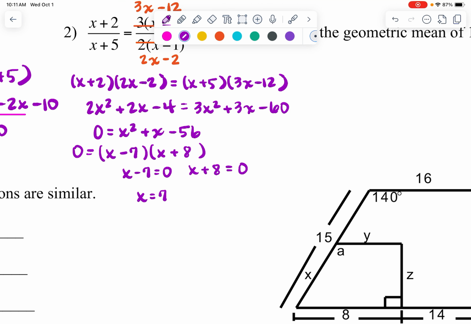And that's going to give us positive 7 and negative 8. Because this is not necessarily a geometry-based question, because there's no diagram to go with it, both of those, of course, would be my solution. Every quadratic has two solutions. It's just a matter of, are they applicable to a diagram or something? But in this case, we're going to use them both.